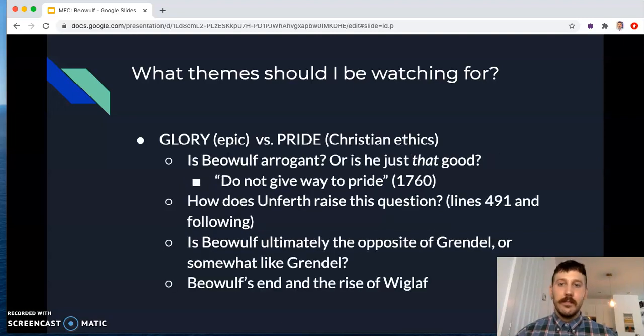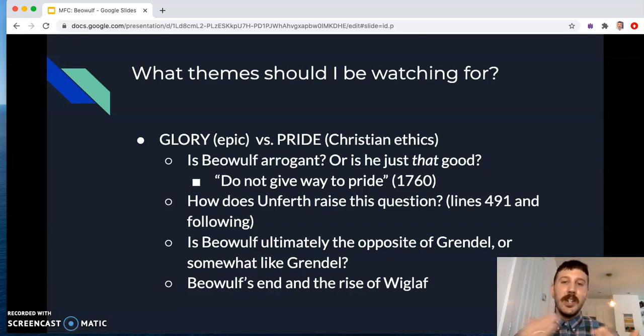The text also seems preoccupied with glory and pride. These are two kind of competing ideas. Earlier, I had mentioned the notion of glory being important to epic. You've undertaken great action as a hero, and the world learns your name. They learn how important and great you are. That's glory. On the other hand, in a Christian tradition, pride is arrogance. It's a sin. It's a bad thing.